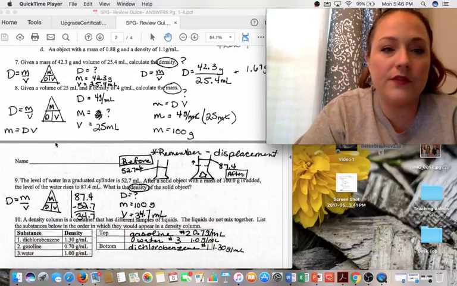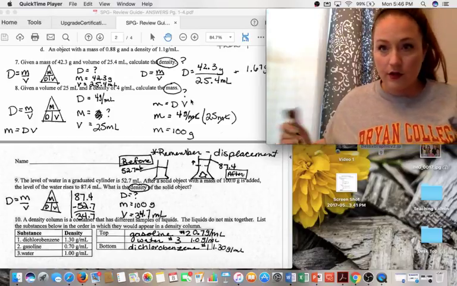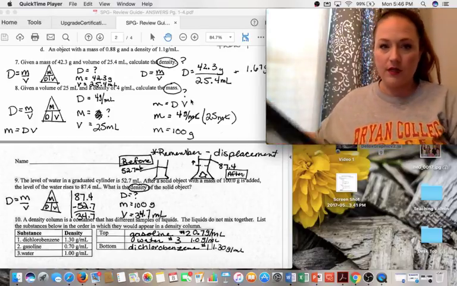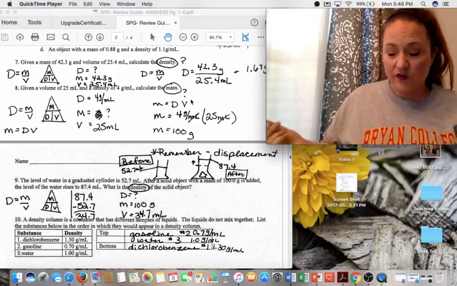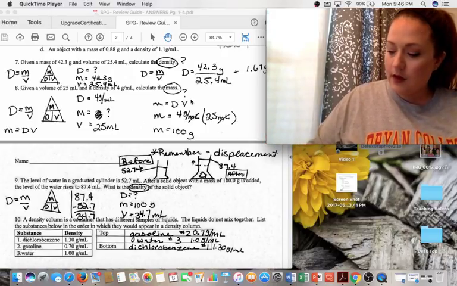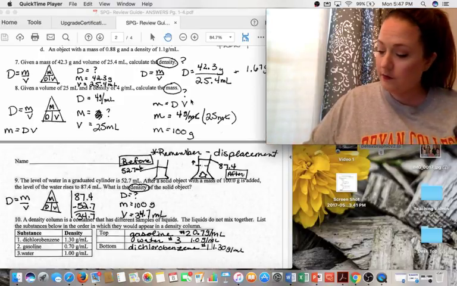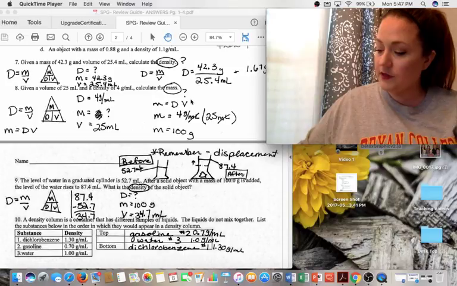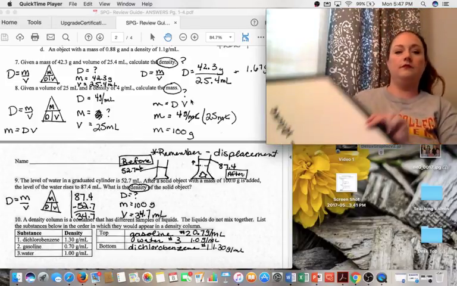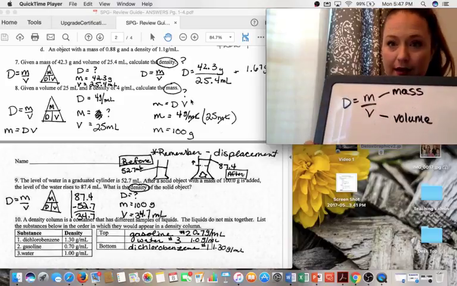All right, so let's talk about some density. In class, you were asked to know and understand that D equals M over V. Please remember that M, baby M in this case, is for mass, and V is for volume.